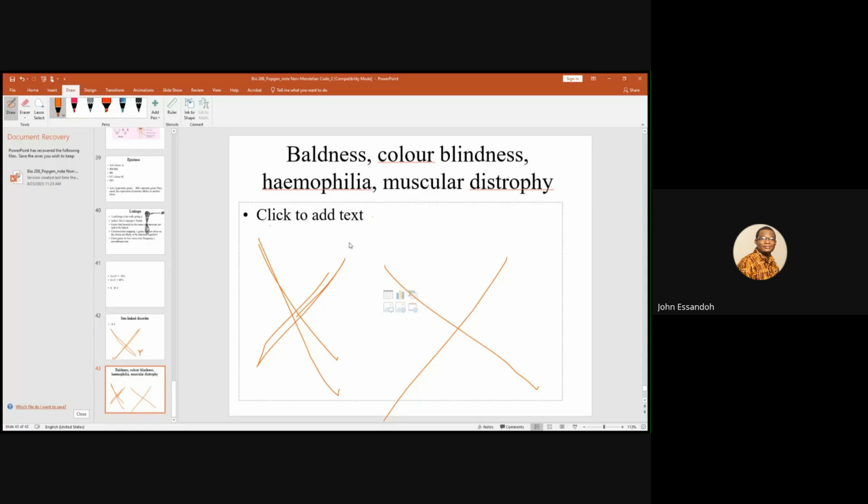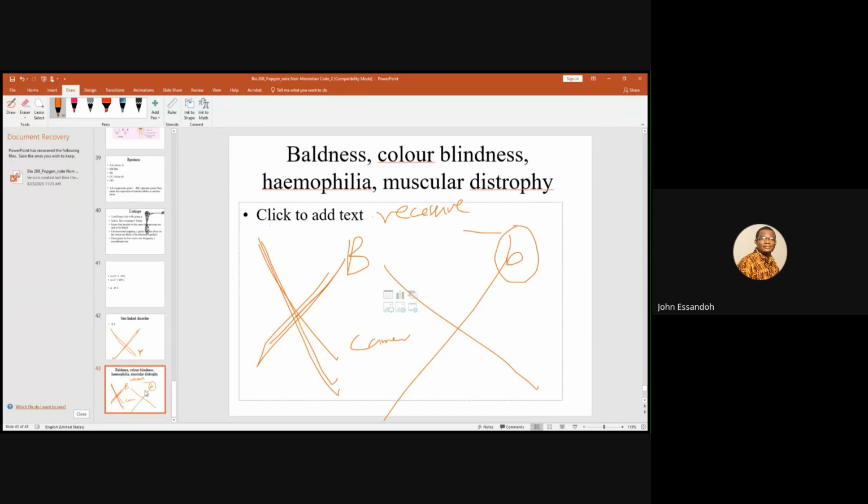A woman with baldness, let's say we inherit this, which is the normal, not bald, and this, which is the baldness. So here, this woman is a carrier, she is not bald. Why? Because this sex-linked disorder is recessive. So please jot this one down. This is a carrier woman, a woman who is a carrier.